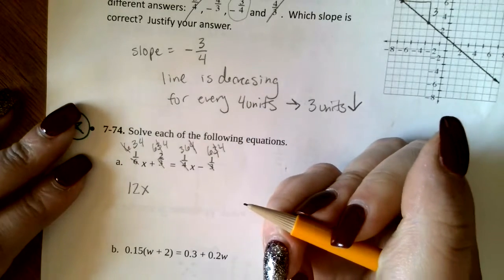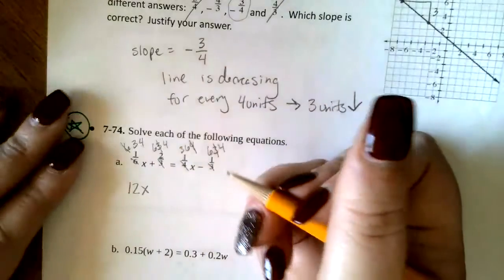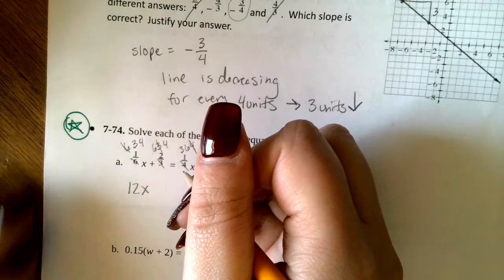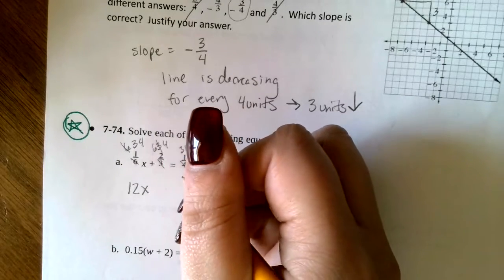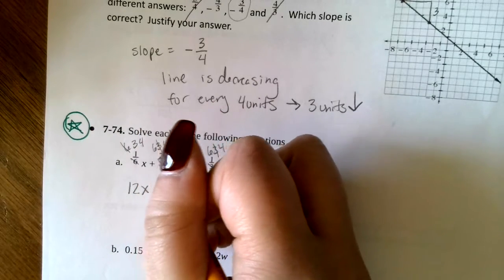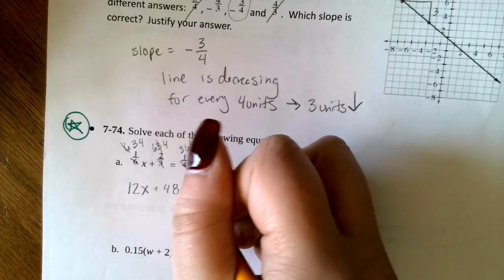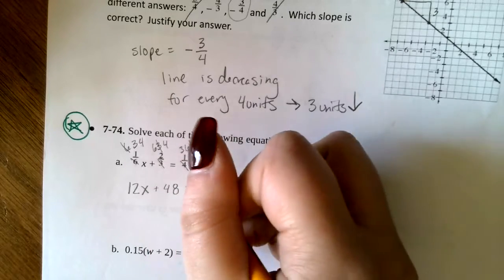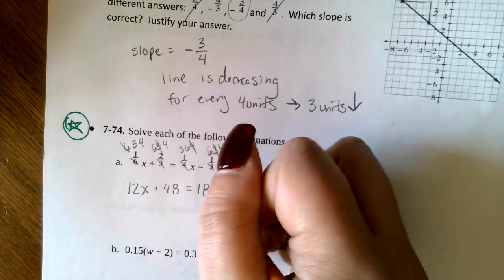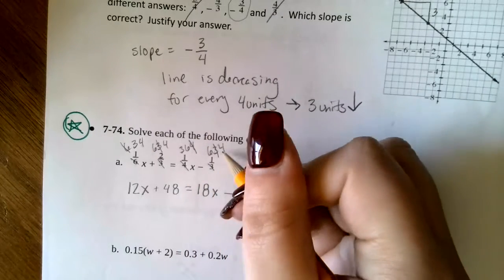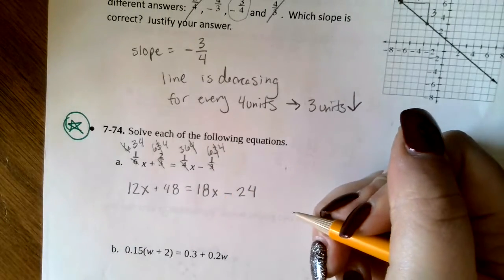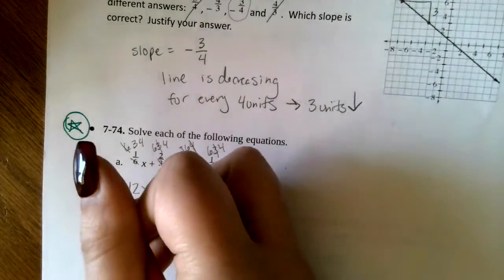See how now my fraction is gone? It works out really well that way. All right, 6 times 4 times 2. So 6 times 4 is 24. 24 times 2 is 48. So plus 48 equals 6 times 3 is 18 times 1 is still 18x. Minus 6 times 4 is 24, times 1 is still 24. So now my fractions are all gone. Now I can just solve for my x's.